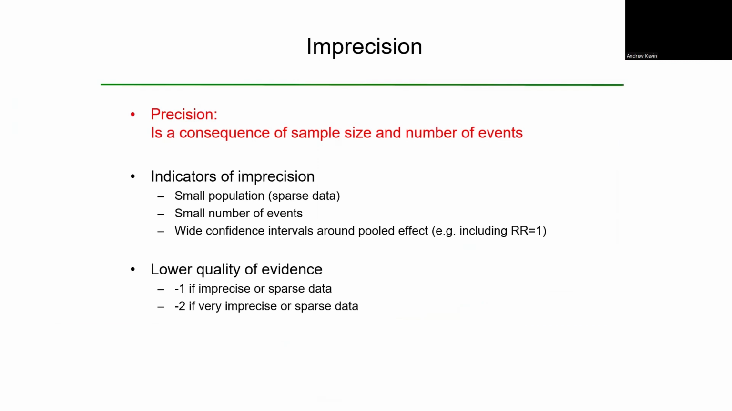What is imprecision? Imprecision is a consequence of the sample size and number of events. A study that has only a low number of outcome events would be considered imprecise because the study has looked at only a small number of outcome measures. The same study, if it was replicated, would probably not give you the same value. What are the indicators of imprecision? Either a small population, a small number of events, or wide confidence intervals.